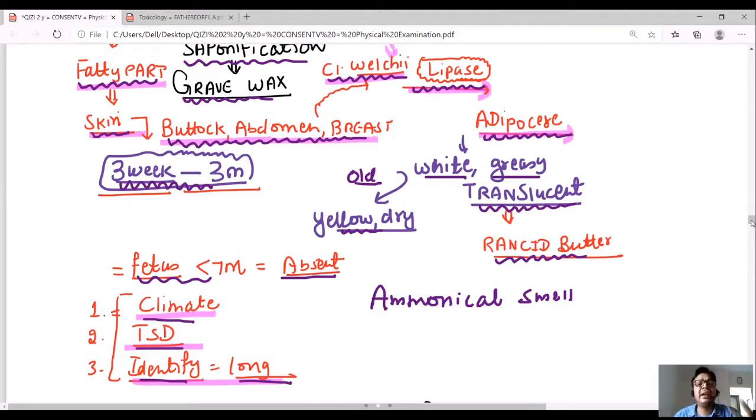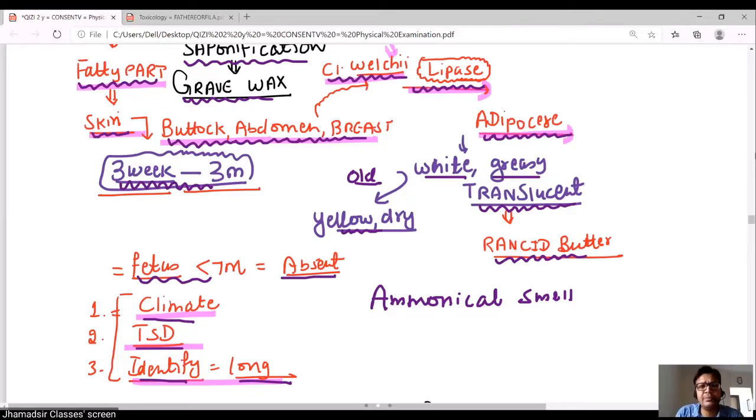It is a change of the fatty part of the skin, first in buttock, abdomen, and breast. Bacteria is the same Clostridium welchi, but enzyme is lipase. Your skin becomes white, greasy, and translucent. After certain time, it becomes yellow and dry. In a fetus below 7 months of age it is absent. It gives idea about climate, time since death, and identification is important.